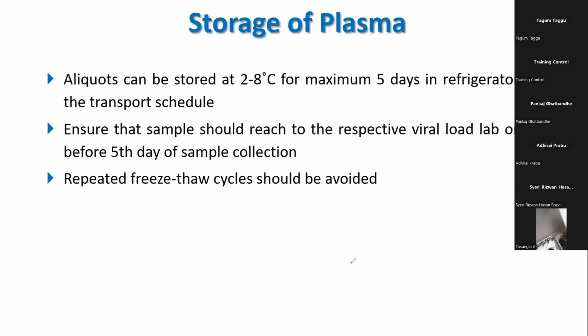So once the plasma is separated, it can be stored in the refrigerator at 2 to 8 degrees for a maximum period of 5 days. So there are two different time frames which have to be remembered. The first time frame is when you draw a whole blood sample, you only have 6 hours to process the sample and generate separate plasma. Once the plasma is separated, that plasma can be stored at 2 to 8 degrees, in a normal refrigerator, for 5 days, not more than 5 days.